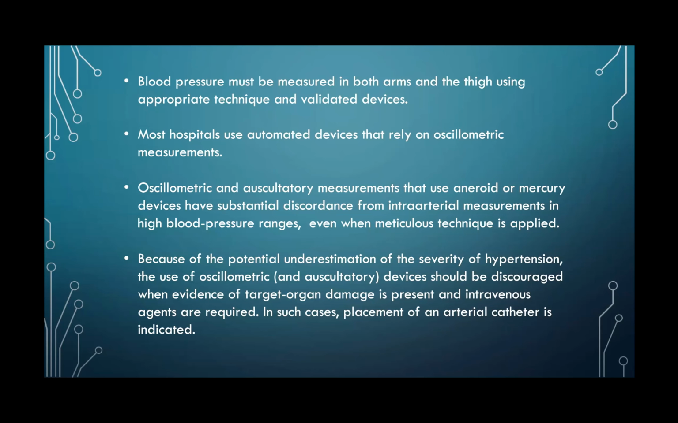So whenever you have a situation where there is severe hypertension and you're concerned that there is some evidence of target organ damage, usually you need to place an intra-arterial catheter in those situations because you cannot rely on these oscillometric methods, no matter how accurately you do that.